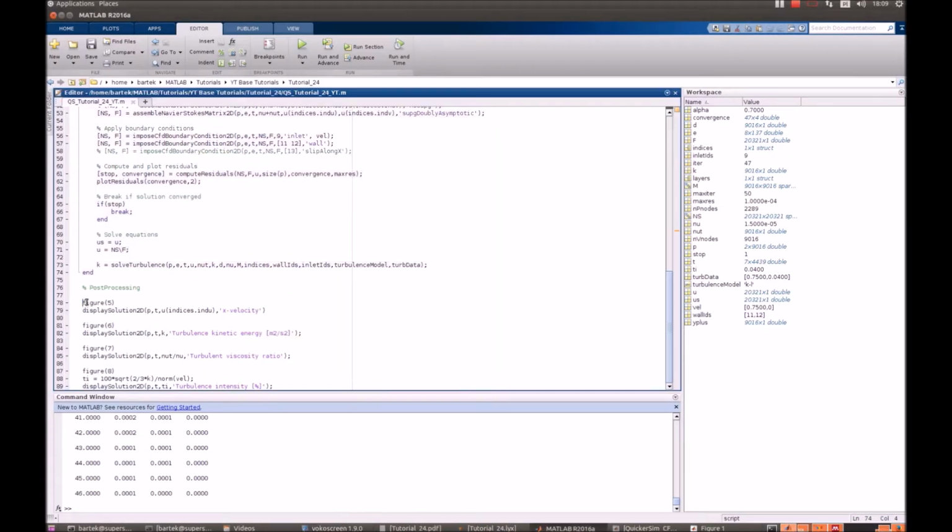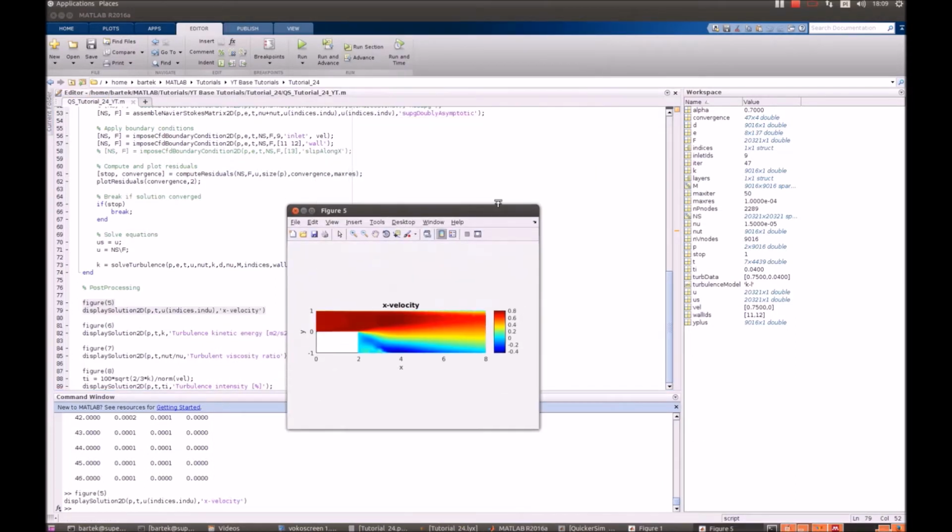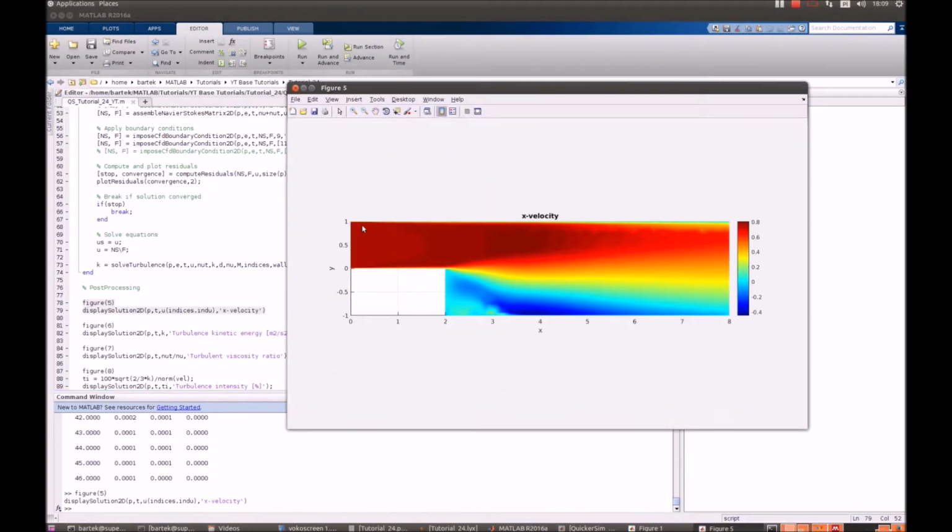So velocity goes first. Yes, so it's really strong in here, 0.75. And then we can see that it becomes negative here, that it's simply like a recirculation zone present over here.